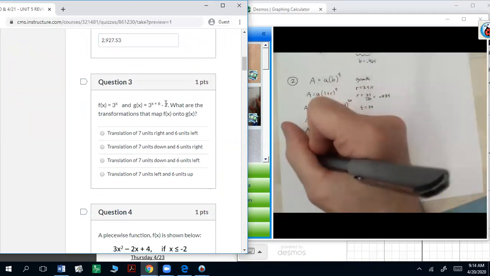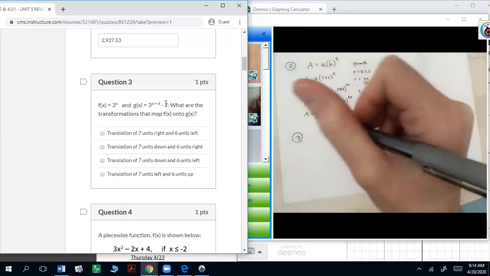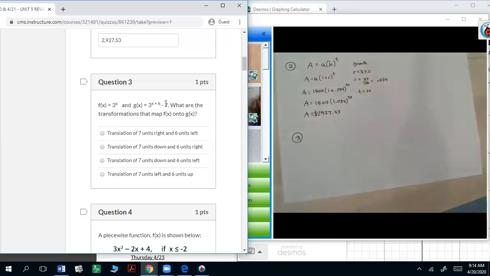Well, we can use our rules of transformations, but basically, Caitlin, turn it down, please.